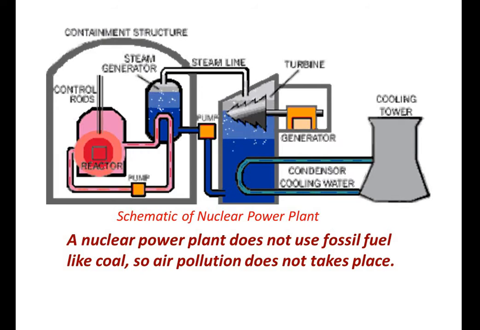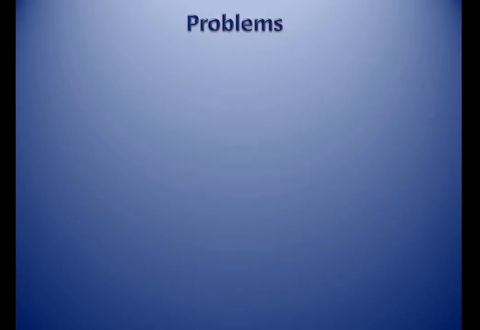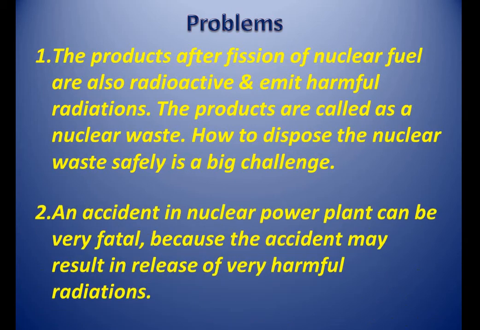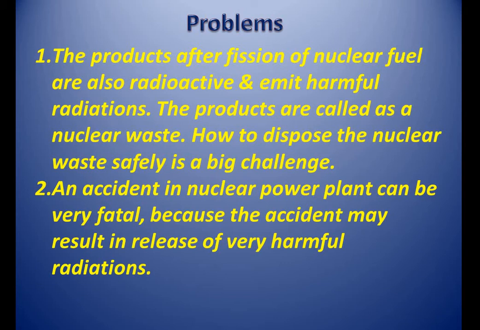But here are also some problems. The first problem is that the products after the fission of nuclear fuel are radioactive and emit harmful radiations. This is nuclear waste, and how to dispose of the nuclear waste safely is a big challenge before the scientists. An accident in a nuclear power plant can be very fatal, meaning it can cause death, because the accident may result in the release of very harmful radiation.